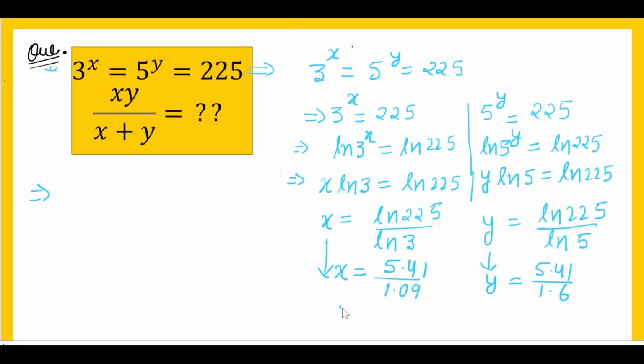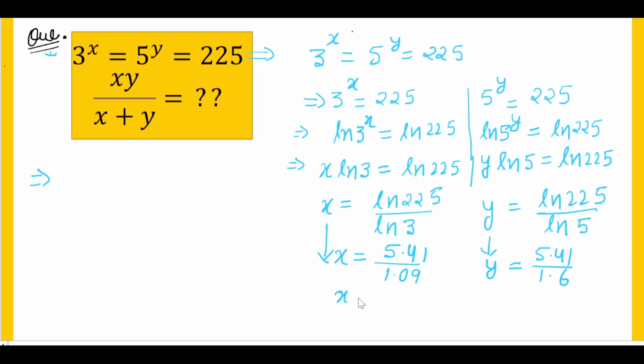If you solve it further, we will get x is equal to 2.93 and y is equal to 2.01, I guess. So we have our x and y. Now put it in this equation and we have the answer. So let's put it in.